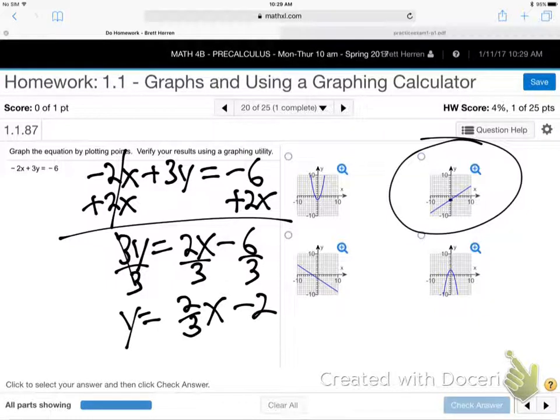But this one is a positive slope, right? Rise over run. So it's up 2 over 3. It's not going down. It's going up to the right. So, easy enough. Questions? Is that okay?